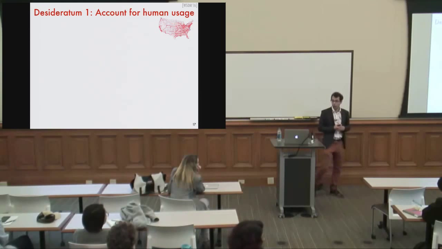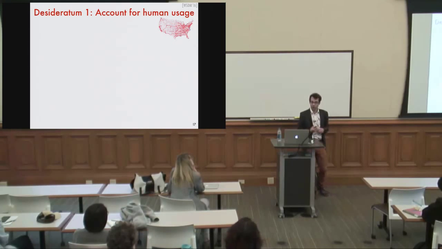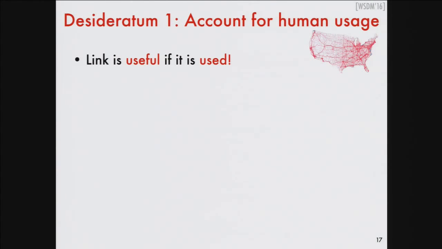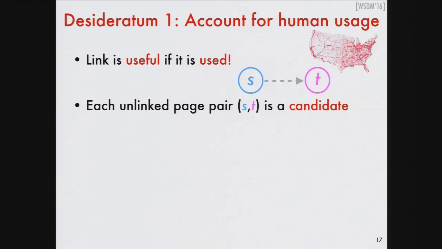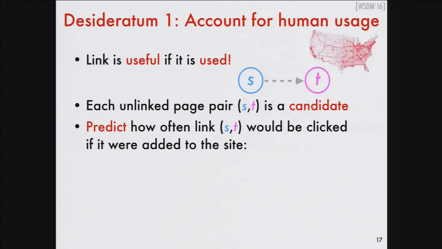Okay, so let's start with desideratum 1. How can we account for human usage when recommending links? We start from the very simple premise that a link is useful if it's used. If a link is never clicked, then from the user's perspective, it might just as well not be there in the first place. Initially, every pair of pages that's not linked yet is a candidate for a potential link. And to capture the quality of a candidate, we then want to predict how often a link from a source S to a target T would be clicked if it were added to the site.